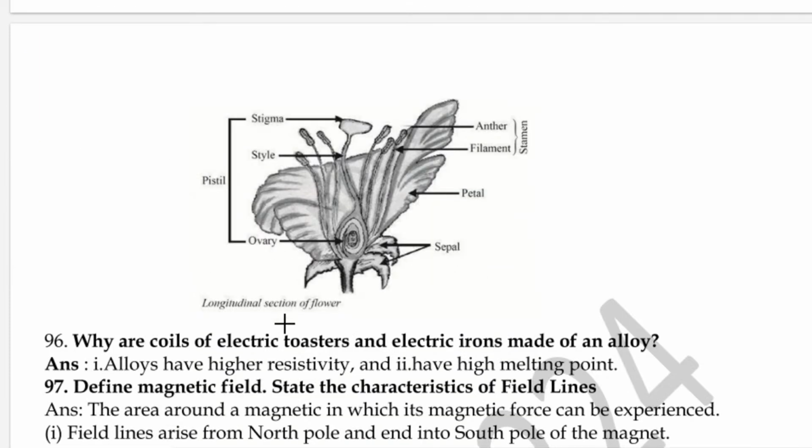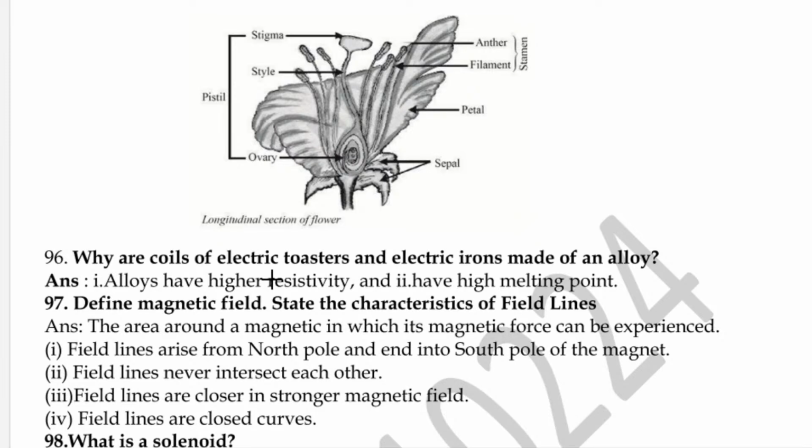Okay, here we are seeing one more diagram which is important for the examination. Longitudinal section of flower. The parts here are ovary, style, stigma, anther, filament, petal and sepal. This diagram is also important for the examination.